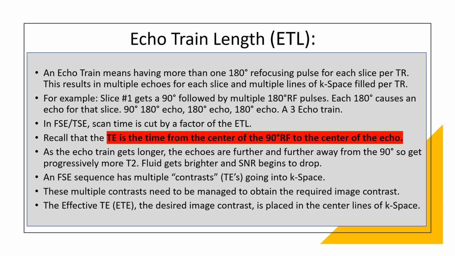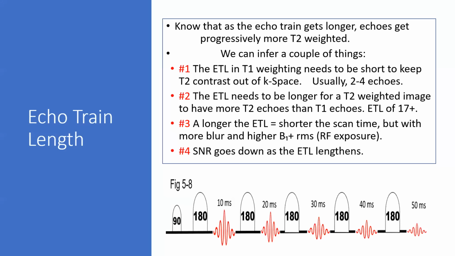So if we want a T1 weighted sequence, we're not going to put the late echoes into the center of K space. We're going to put the early ones, because the early ones are less T2. Okay, so if you want T1 contrast, you put the T1 weighted echoes in your center of K space.